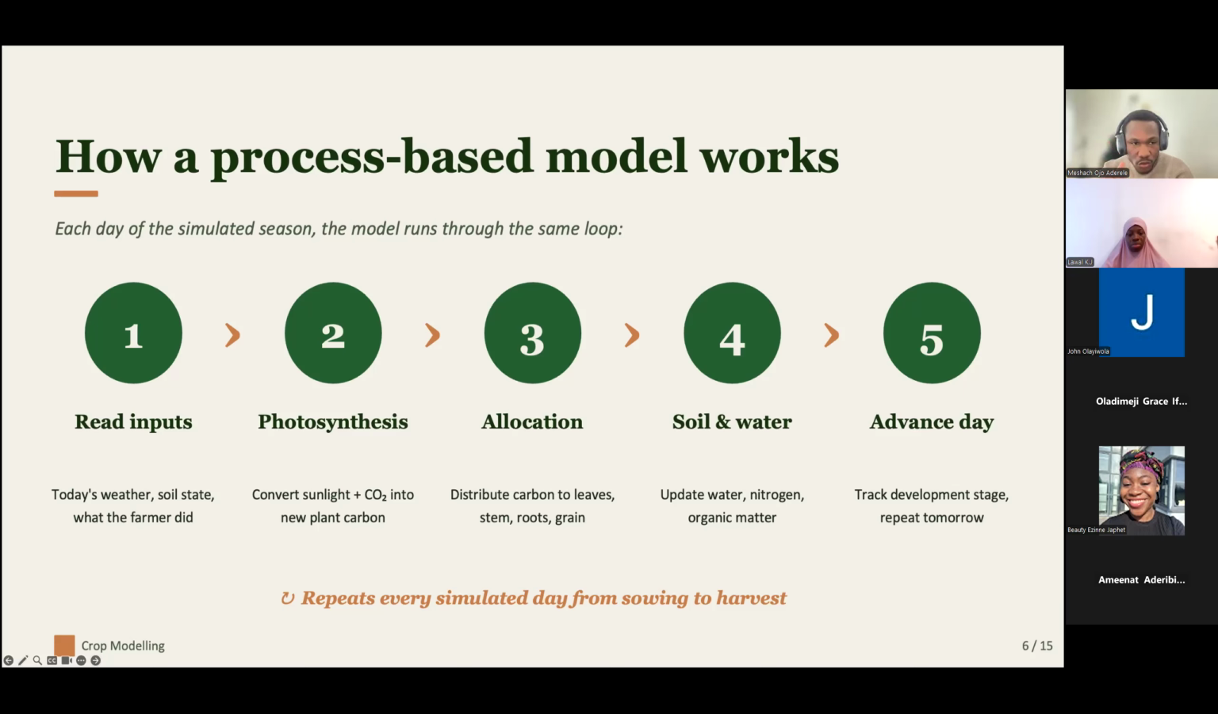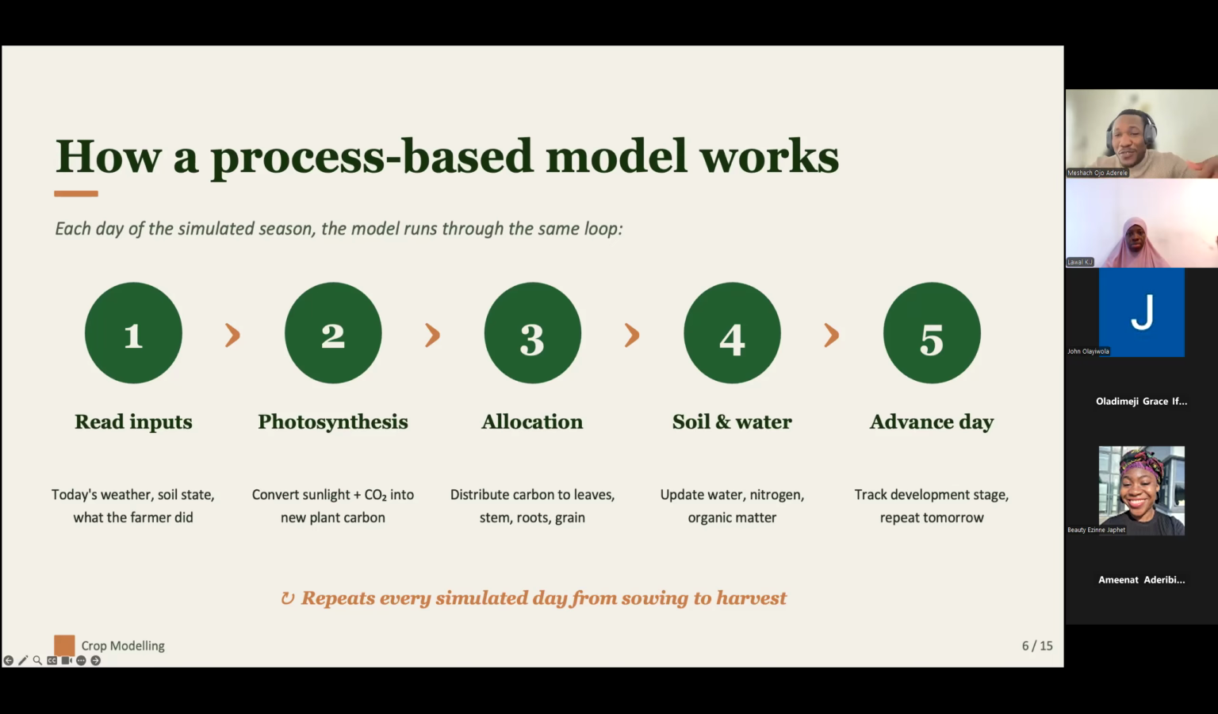Okay, what is the weather today? What is the soil state today? What did the farmer do today? Then you have photosynthesis, there will be allocation, soil and water simulation, then the advanced day. Then it follows this process to know what happened on that field, to be able to tell you what the crop yield is. Then that will repeat itself from sowing date to harvest date.